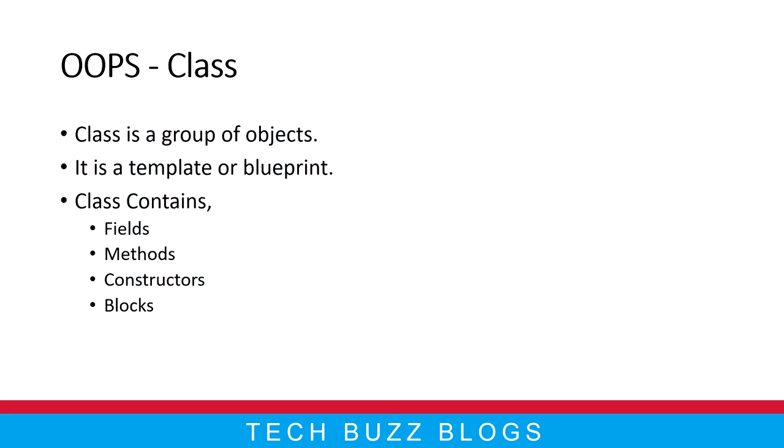So this is basically the class. You should understand the definition of class. Whatever we have seen till now: a class is a group of objects, a template or blueprint, and a class contains fields, methods, constructors and blocks. Hope you understood, and hope you can now explain what a class is if somebody asks.